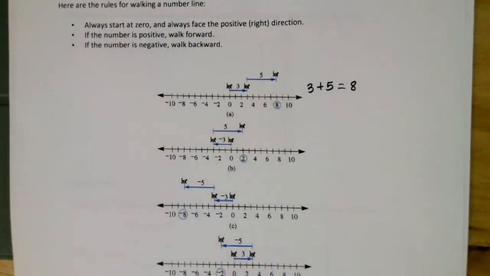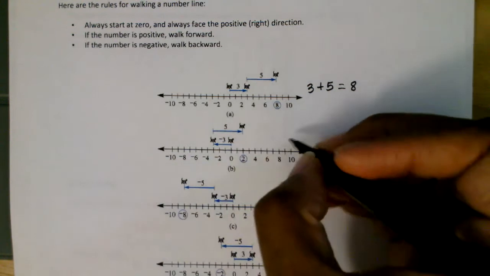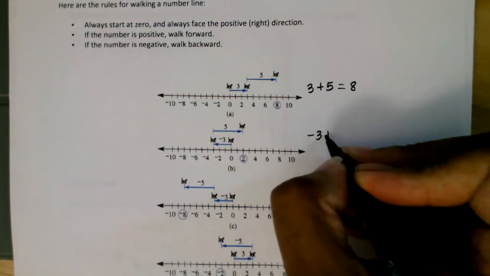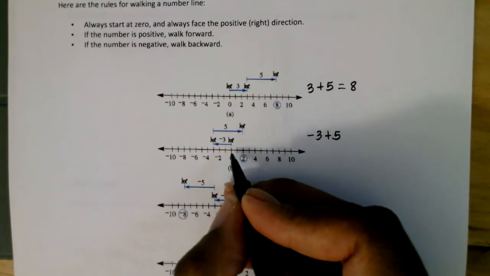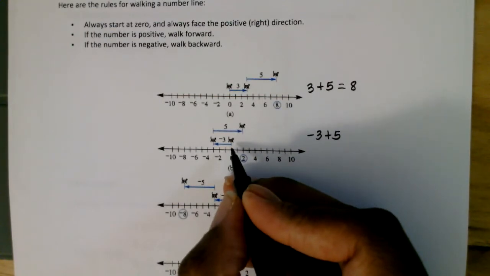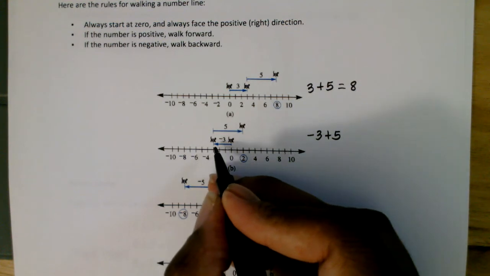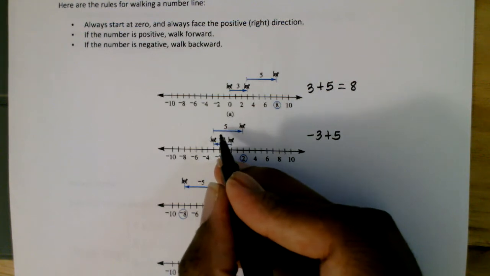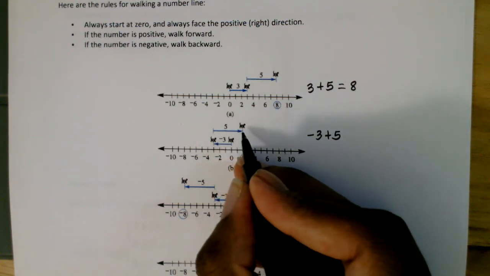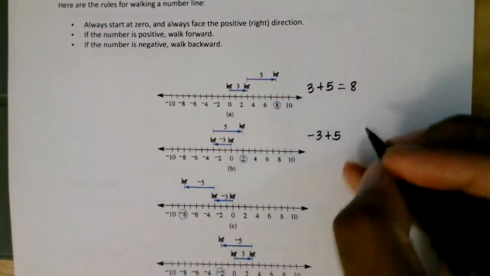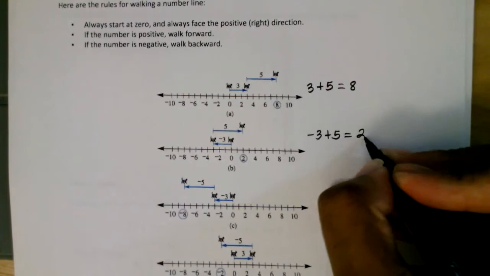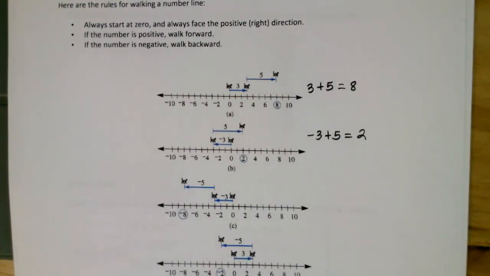Now this next one represents -3 plus 5. Now we still face in a positive direction starting at 0. But for -3, we walk back 3. And then we add 5, so we go to the right. From -3, we move to the right 5. And we end up at +2. So -3 plus 5 would be 2.